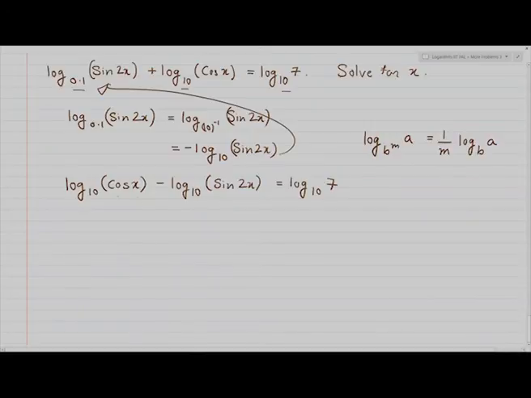Now I can use the quotient rule and say that this is equivalent to log to the base 10 of cos x upon sin 2x, very simple, which is equal to log to the base 10 of 7.